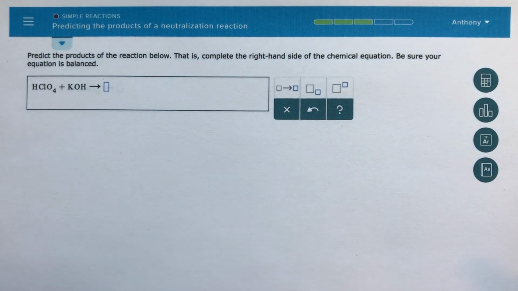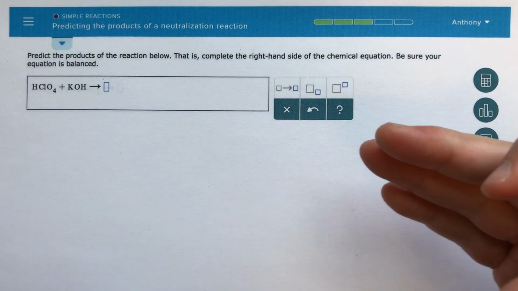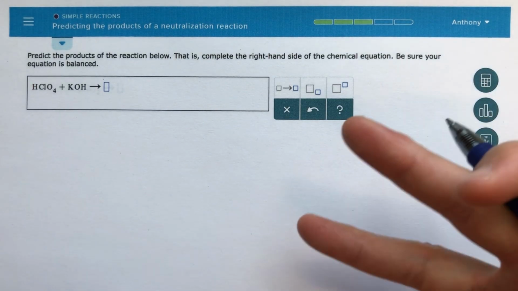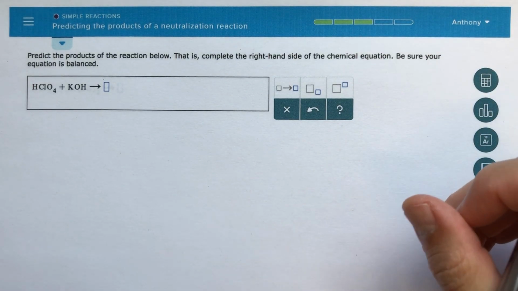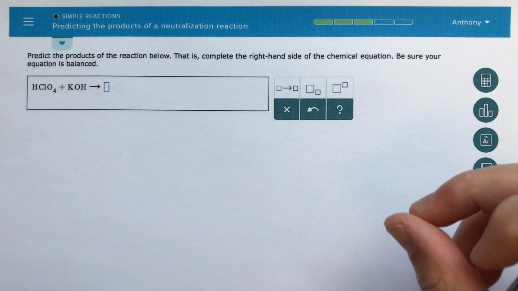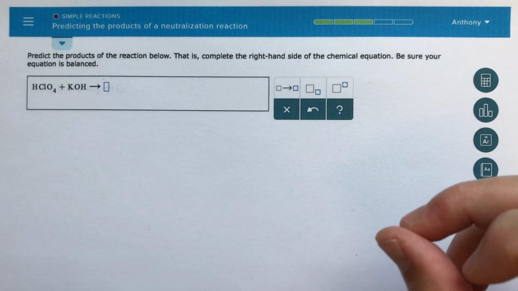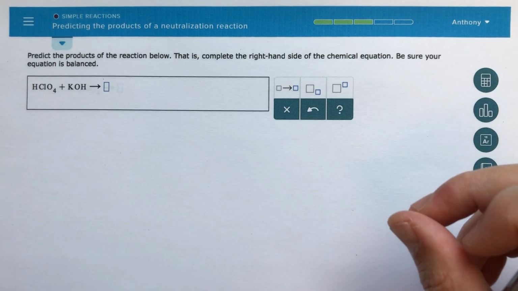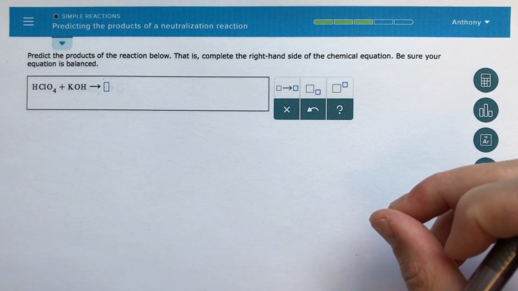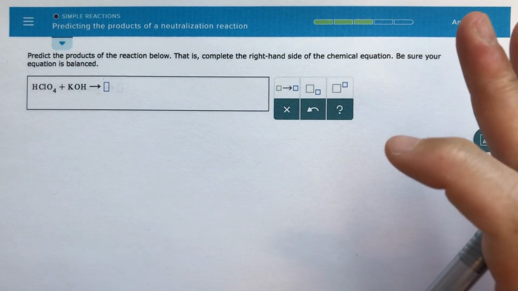All right, so this is an ALEKS topic called predicting the products of a neutralization reaction. This is a really good introduction topic to this concept of figuring out or predicting what the products of a reaction are. A neutralization reaction in particular is going to be a reaction between an acid and a base. And another key thing about a neutralization reaction is that water will always be one of the products.